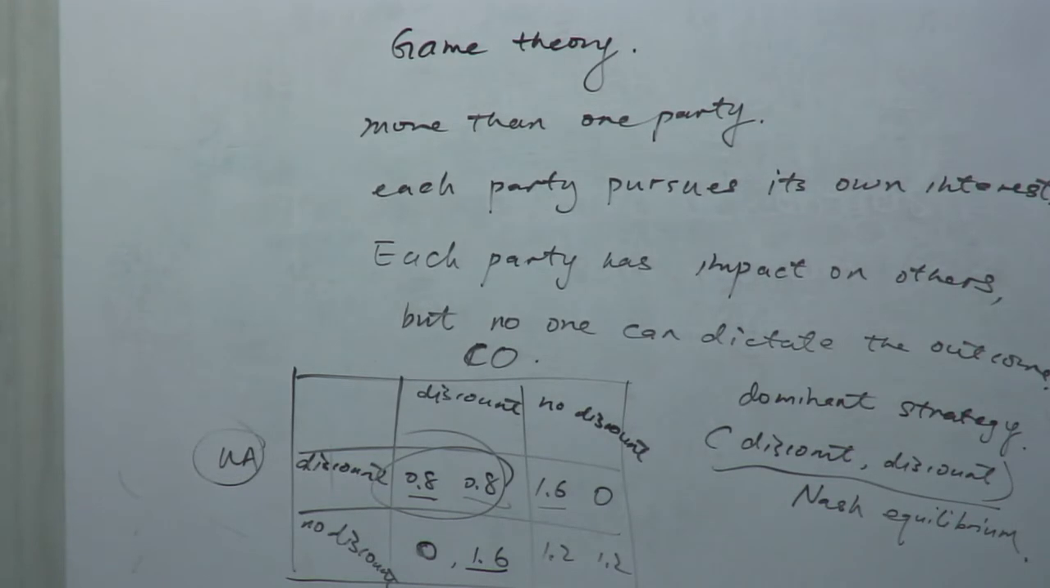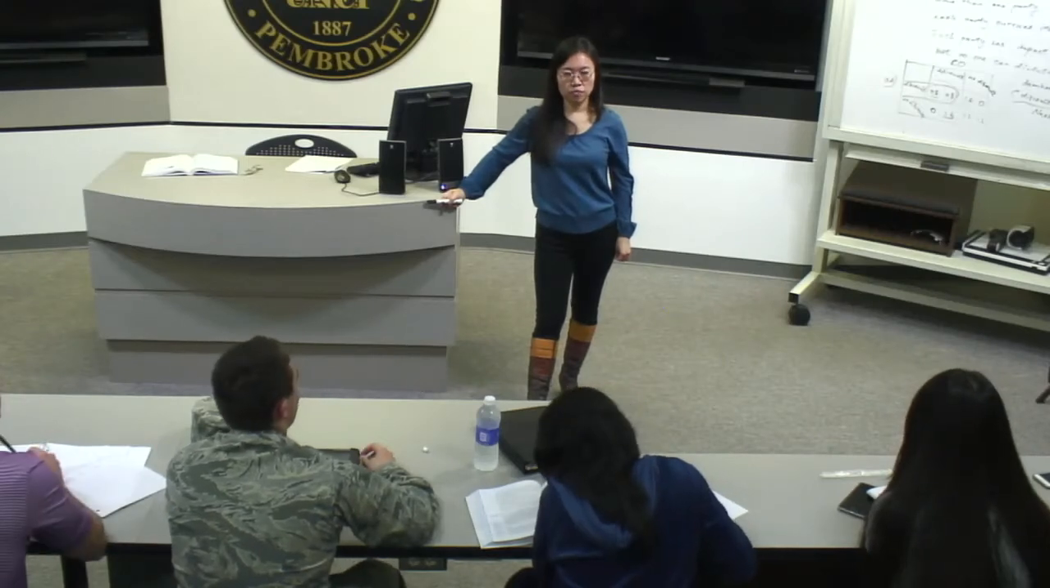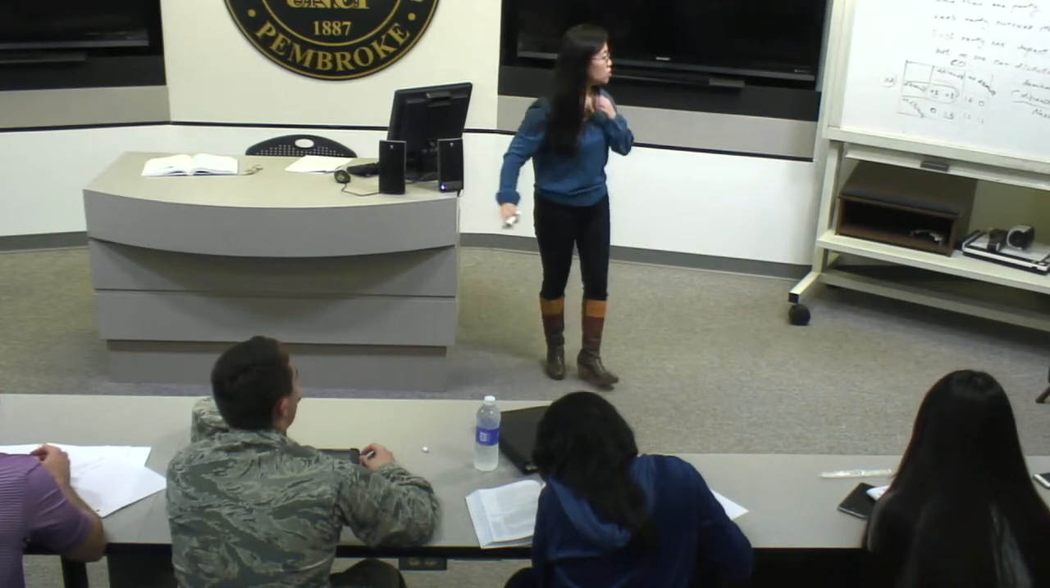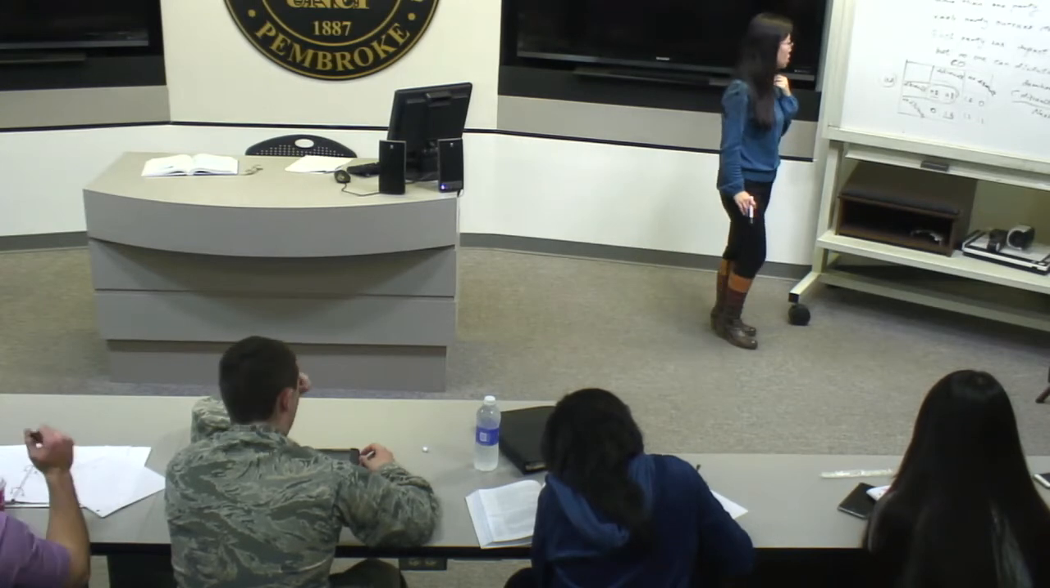You said UA has the dominant strategy? Both have. Do you guys follow the procedure there? Yeah. Okay. Can you explain it one more time? From the beginning, how you fix UA and how you fix Continental.